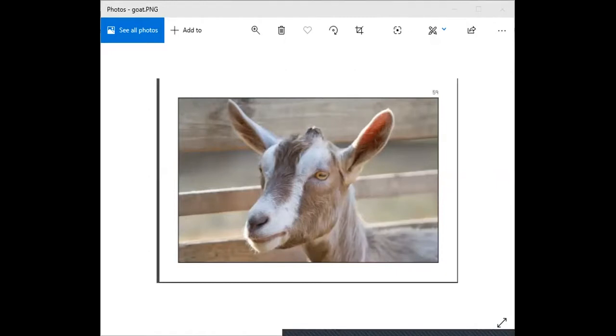So let's look at the picture. What is the name of the picture? You're right, it's a goat. A goat. What is the first sound you hear in goat?